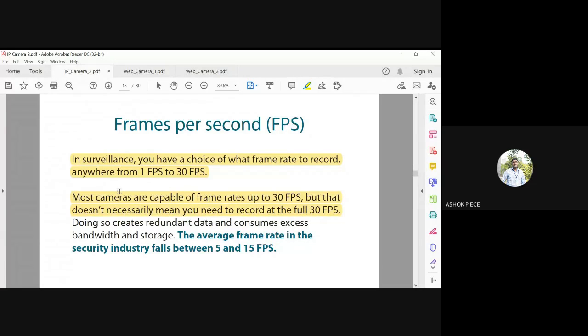So you need not always use 30 frames per second because it is going to record all the redundant data, and it will consume excess storage, and you have to store all these 30 images into a drive. The drive will get full very, very quickly, so you have to often clear the drive, or store the new images. Okay, on average you can use frames per second between 5 and 15. That will be enough for the security industry. You need not always use 30 frames per second, which is going to consume excess data, bandwidth and storage also.